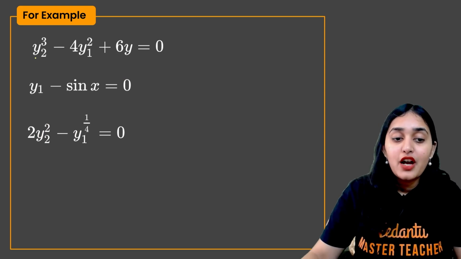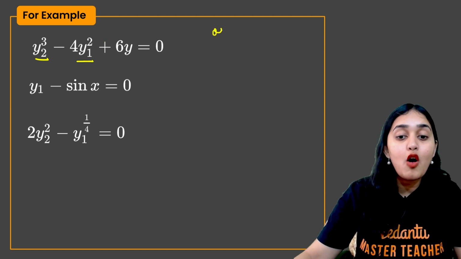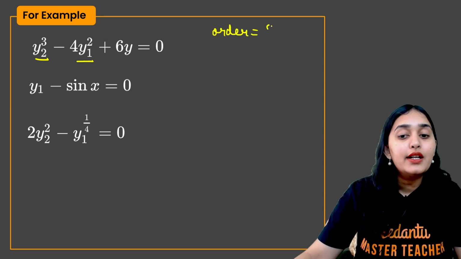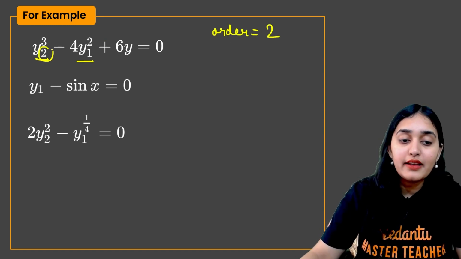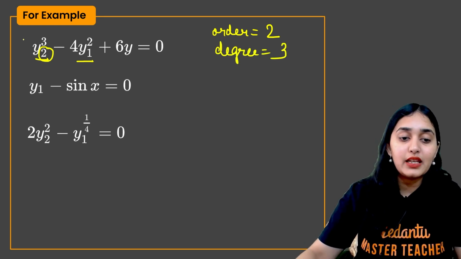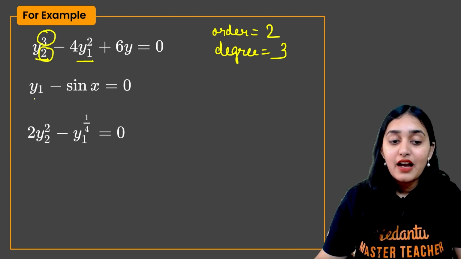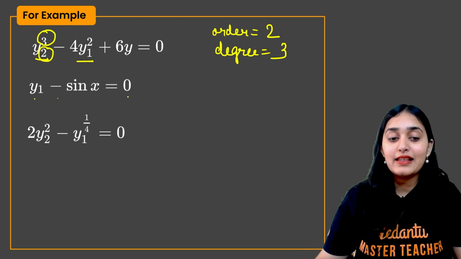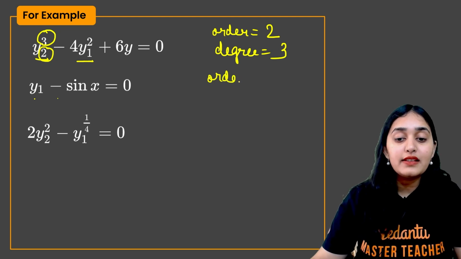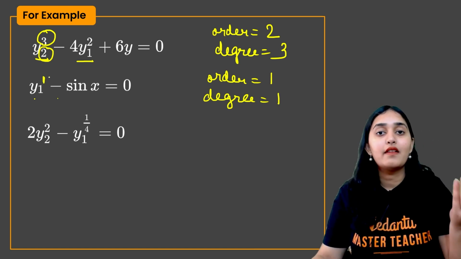Example number 1. y2 to the power 3, y1 to the power 2. What is the order of this equation? 2, because the highest order derivative is 2. What is the degree of this equation? 3, because the power of the highest order derivative is 3. Similarly, y1 minus sin x is 0. What is the order of this equation? 1. What is the degree of this equation? 1, because the y1 power is 1.